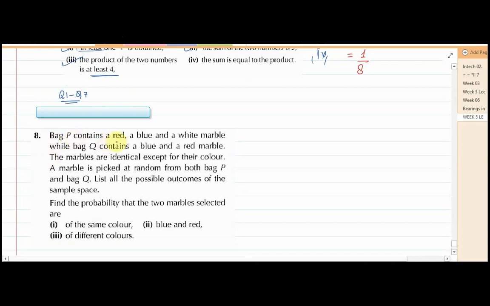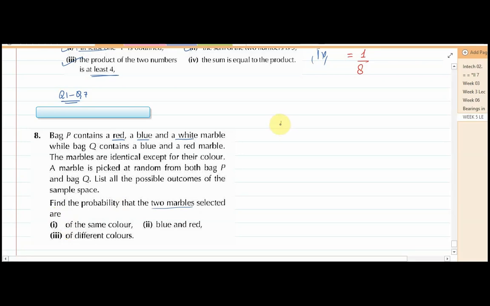Bag P contains a red, blue and a white marble, while bag Q contains a blue and a red marble. The marbles are identical except for their color. A marble is picked at random from both bag P and bag Q. List all the possible outcomes of the sample space. Find the probability that the two marbles selected are of the same color, right? So first thing, you need to make the sample space.